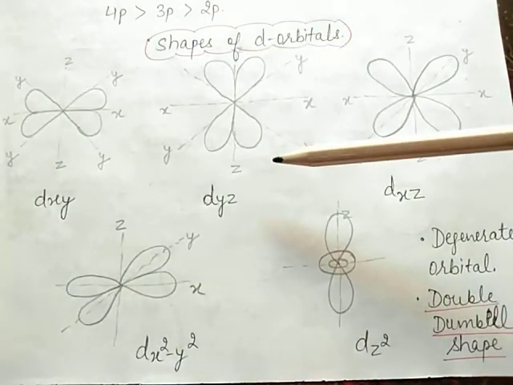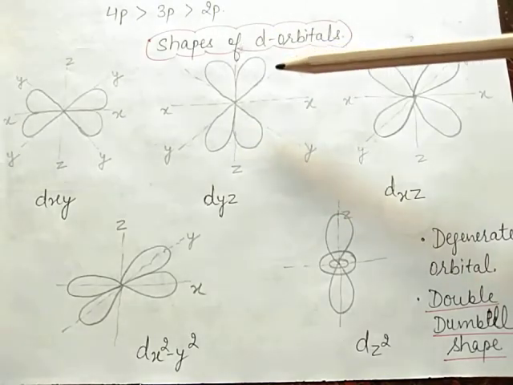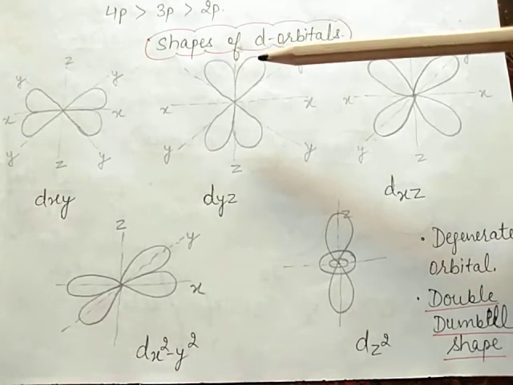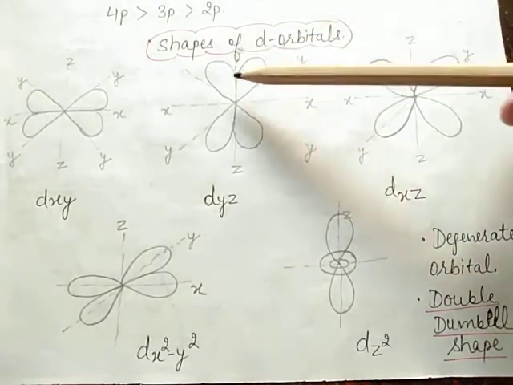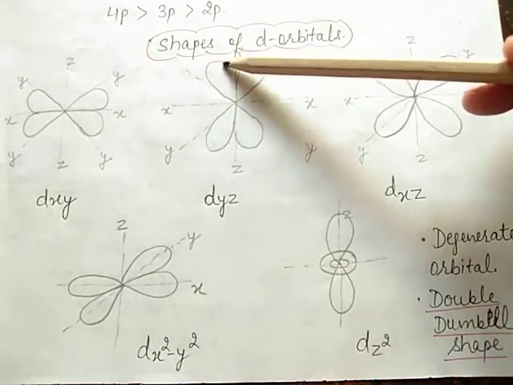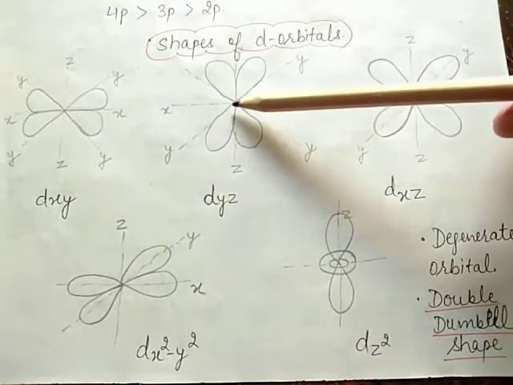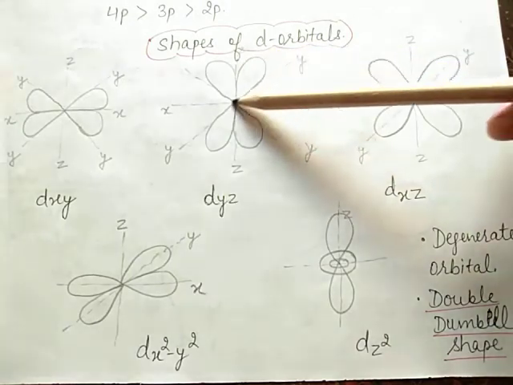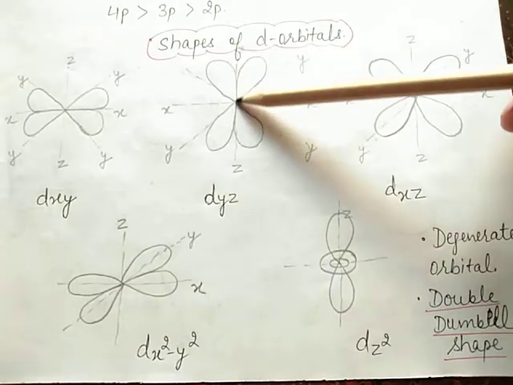In case of dyz, the lobes are present between the y and z axis. So this is y axis, this is z axis. First lobe, this one. Second lobe, this one.